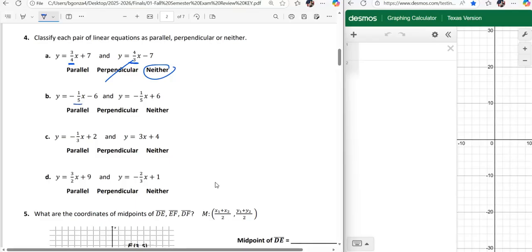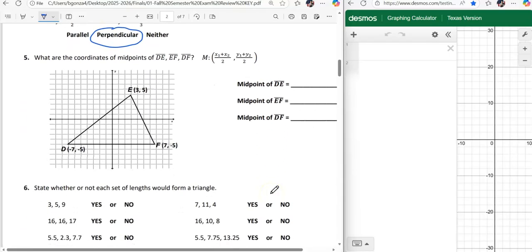Letter B here, negative 1 over 5, negative 1 over 5. Those match. Parallel. Okay, negative 1 over 3 and a regular 3. If you remember our invisible math, 3 means 3 over 1. So did the sign change? Negative to positive? Yes. Did 1 over 3 flip to 3 over 1? Yes, that is perpendicular. Okay, letter D, positive 3 over 2, negative 2 over 3. The sign changed, the fraction flipped. Those two changes are perpendicular.